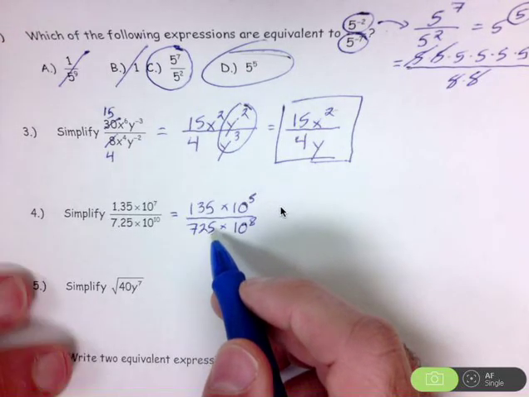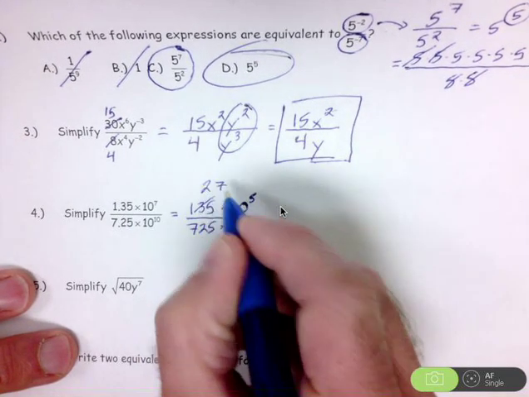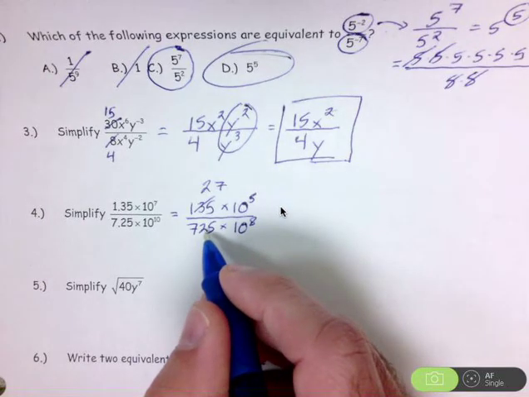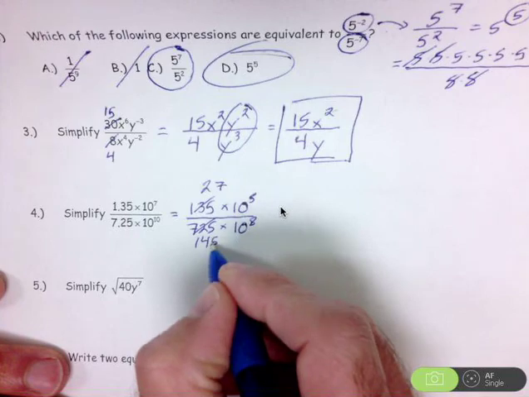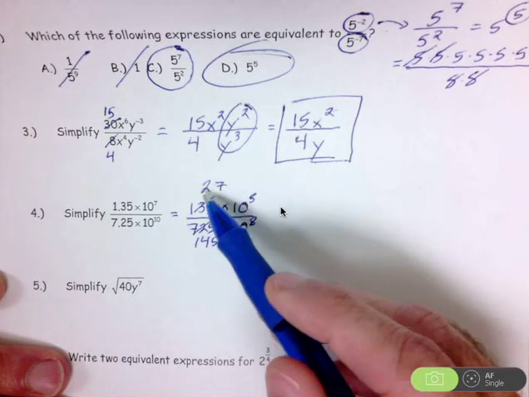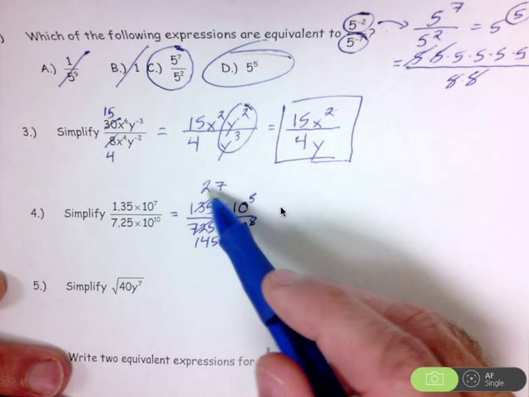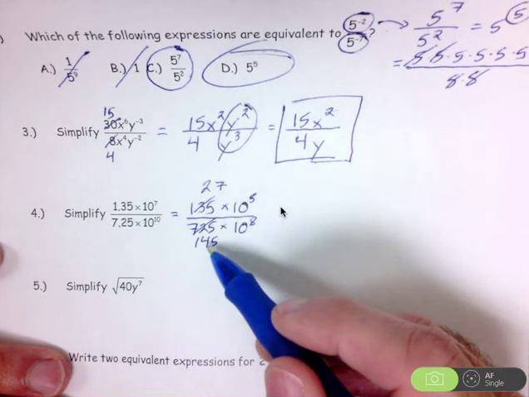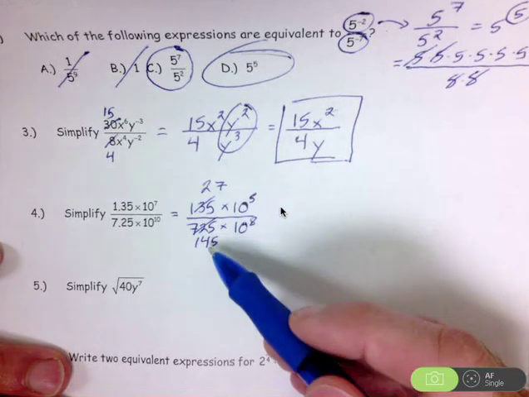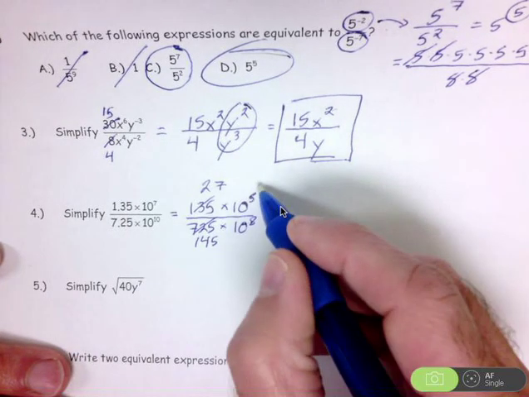135 divided by 5 will give me 27. 725 divided by 5, that's going to give me 145. But at this point, there's no more reducing that I can do. My factors here are 139 and 27, and 145 can't be divided by any of those. So I'm left with the 27 and the 145, and then all I need to do is work with my 10s.